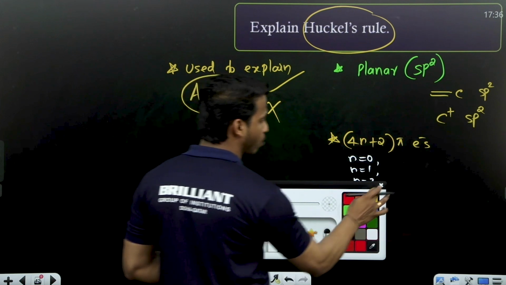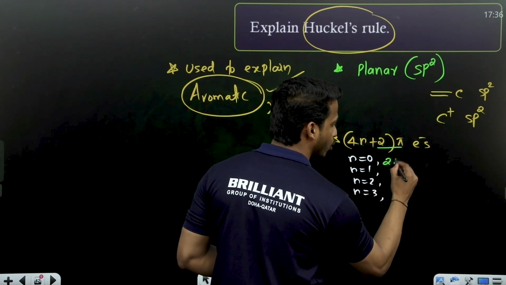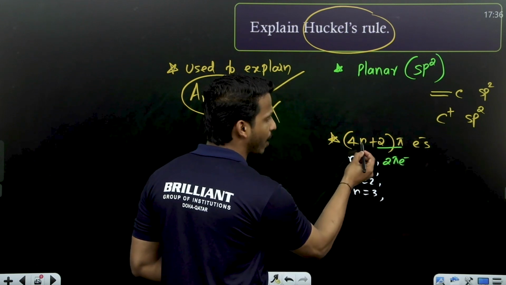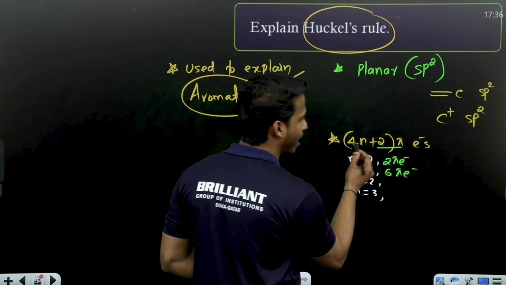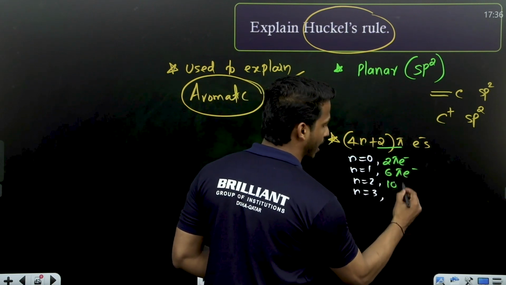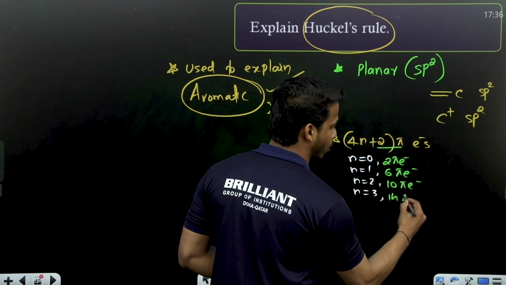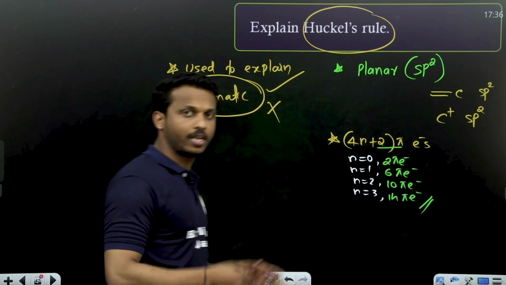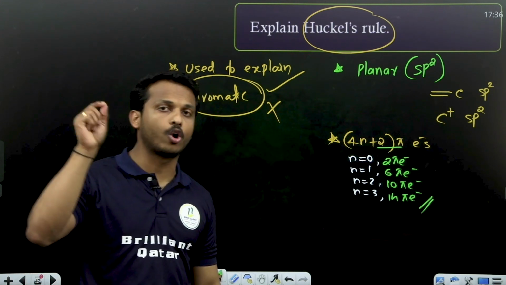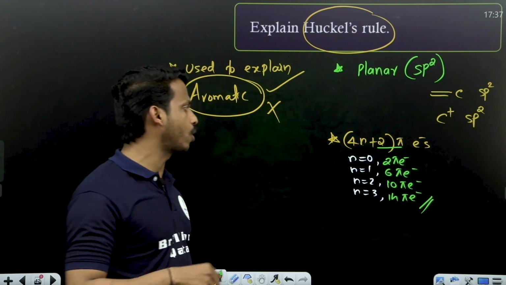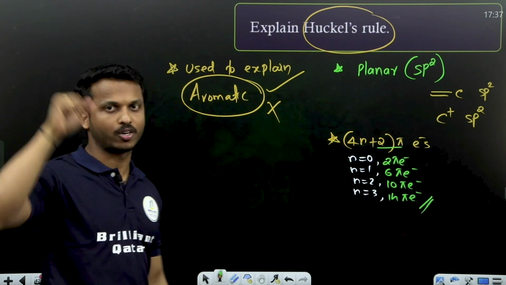If n equals 0, how many pi electrons will be there? 2 pi electrons. If n equals 1, 4 into 1 plus 2, 6 pi electrons. If n is 2, 8 plus 2, 10 pi electrons. If n equals 3, 12 plus 2, 14 pi electrons. It continues. So 2, 6, 10, 14 pi electrons belong to our 4n plus 2 pi electron system.